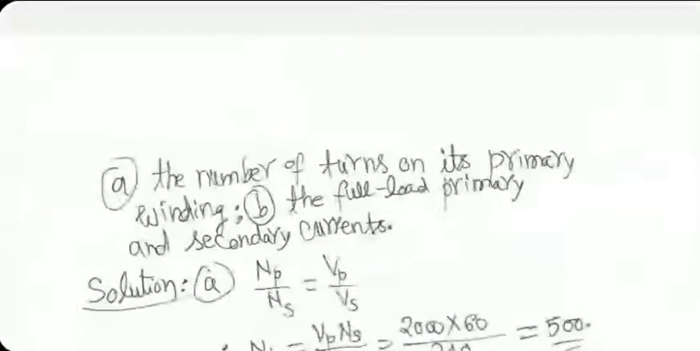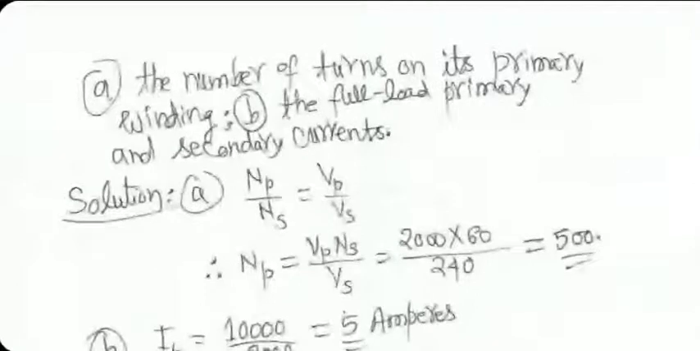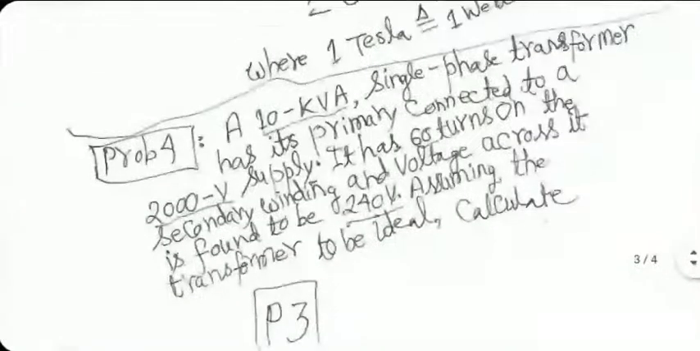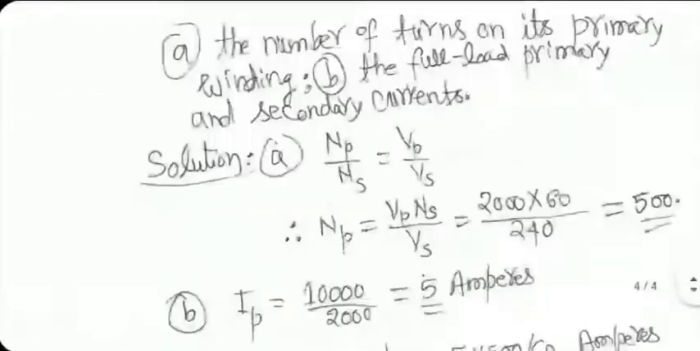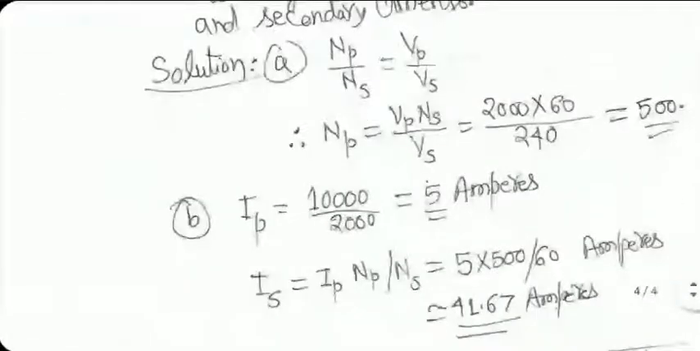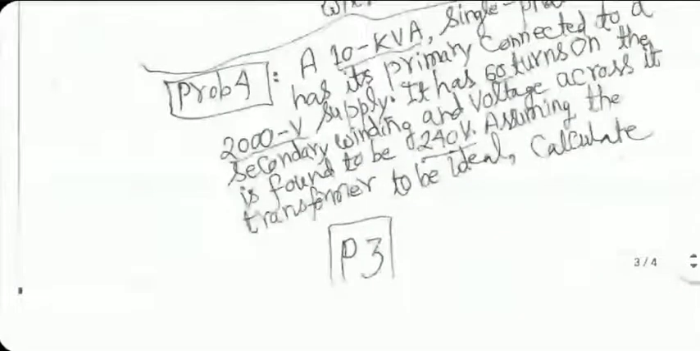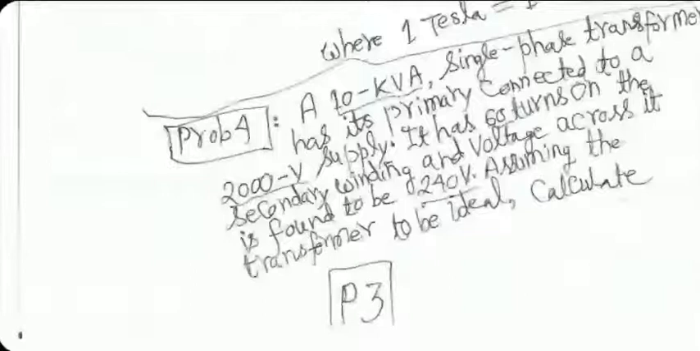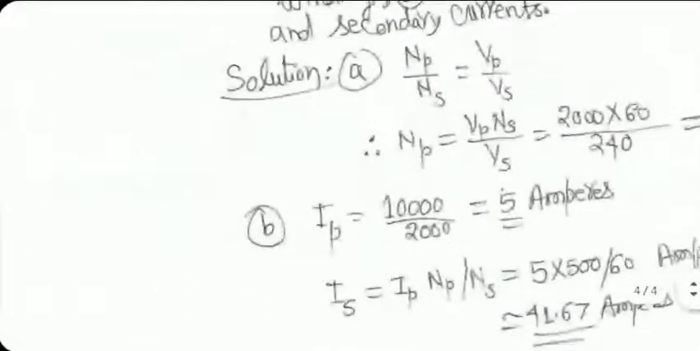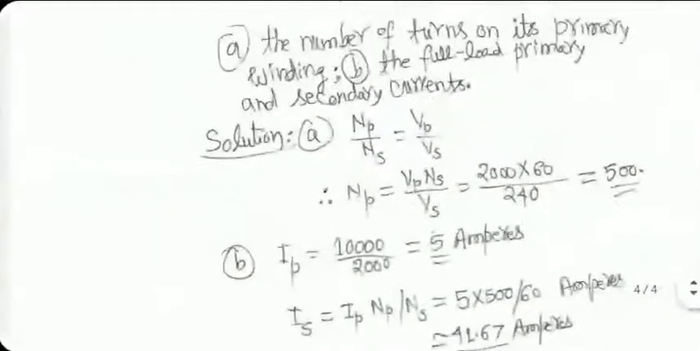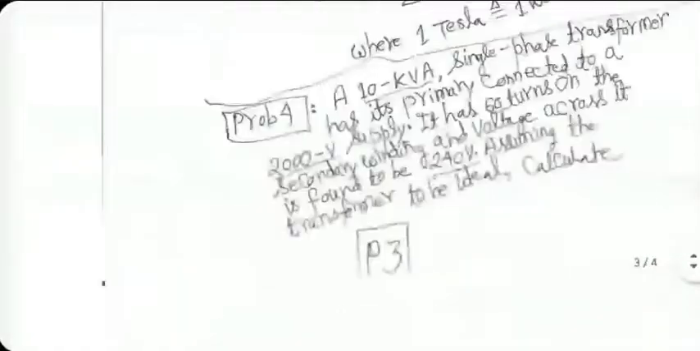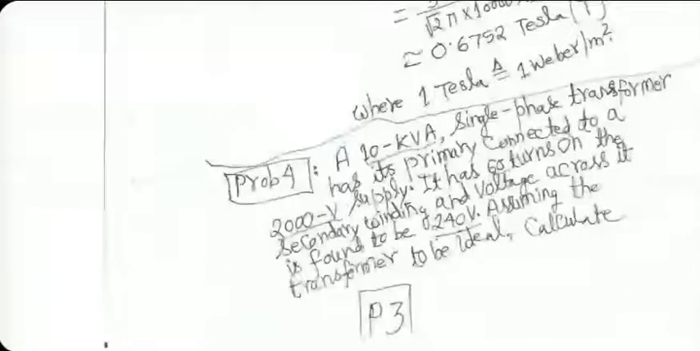So you use NP divided by NS equal to VP divided by VS. So VP is 2000 volt, VS is 240 volt. NS is also given, 60 turns on the secondary. So plug in all those values, you get NP equal to 500. For calculating the currents, you have to begin with the kVA rating for both primary and secondary.